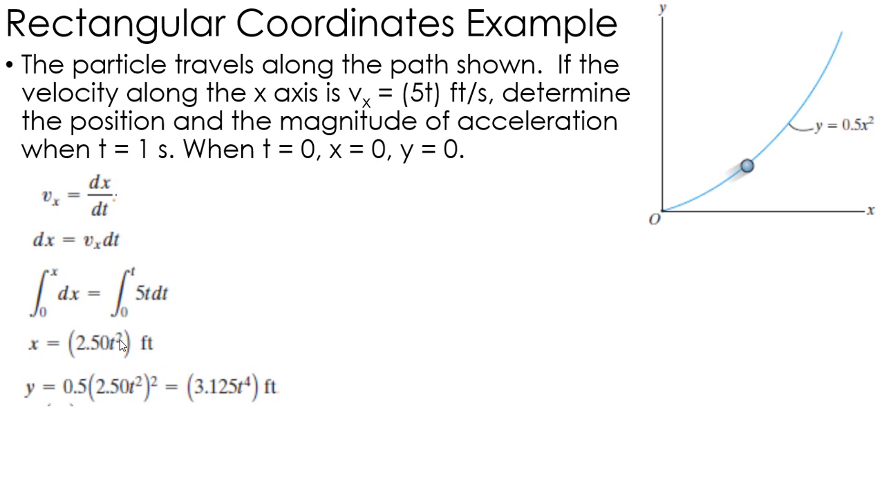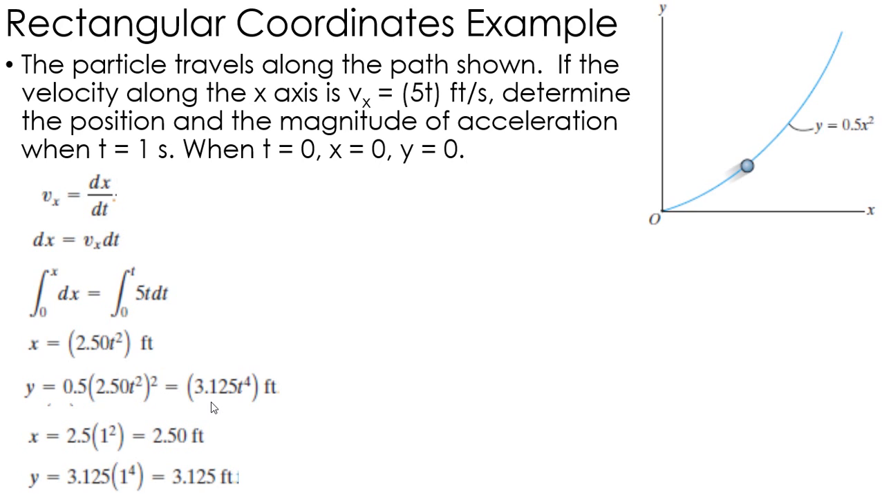The y position is given by this equation right here. So I just plug in what I know about x into my equation for my path. I take that 2.5 t squared and put it where x is, and I'm left with this equation, which is 3.125 t to the fourth for the y equation. Okay, so now I've got x as a function of t and y as a function of t. So I can just plug in 1 second for both x and y and figure out its position at 1 second. That's the first part of the problem.